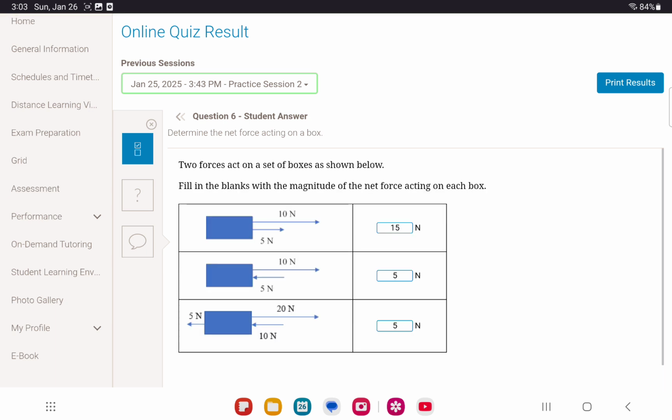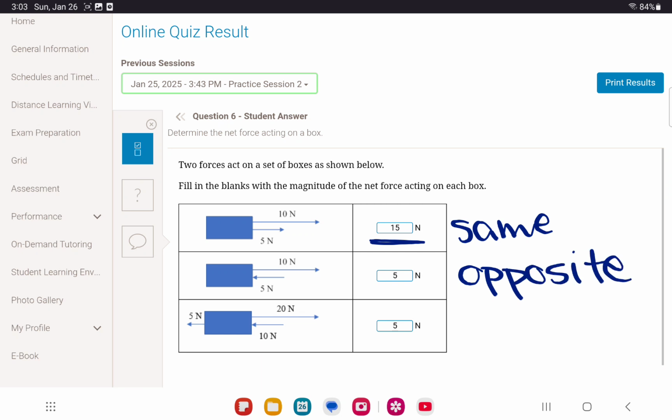This is pretty easy because this is the same concept as the last one. They're going in the same direction. Oh my god, the pen. This should be called the series where Jana hates her pen. So 15 newtons because 10 plus 5, they're in the same direction. So it's 15 newtons. These are in opposite directions, so we minus them. Pay attention to the arrow where it's going, okay? So 10 minus 5 is 5.